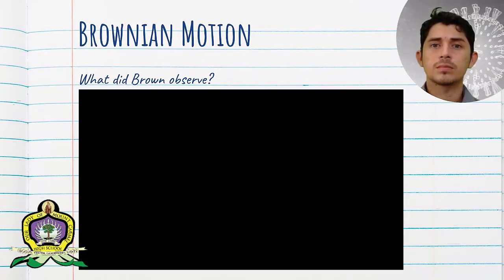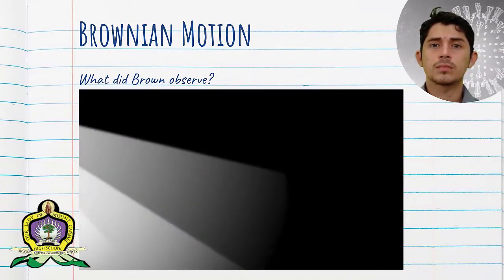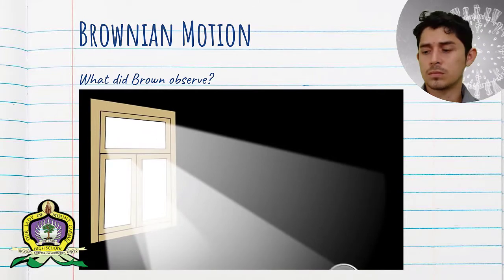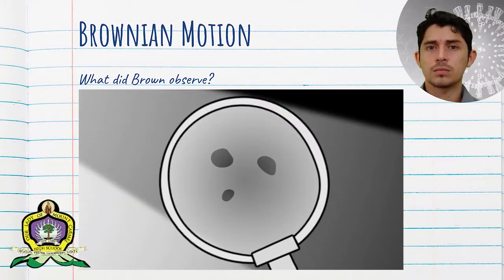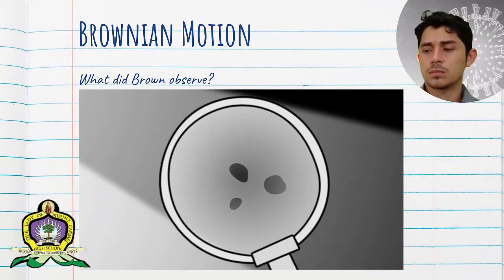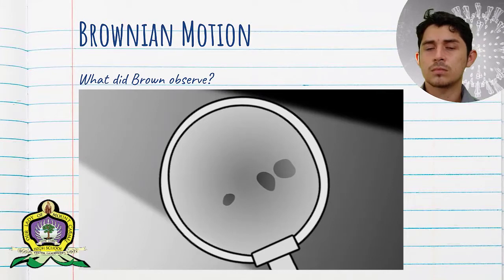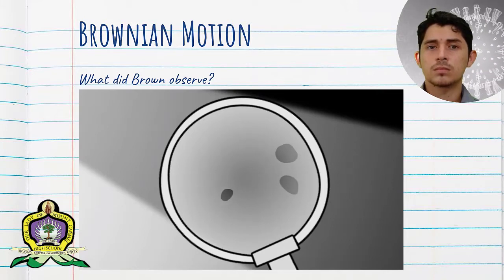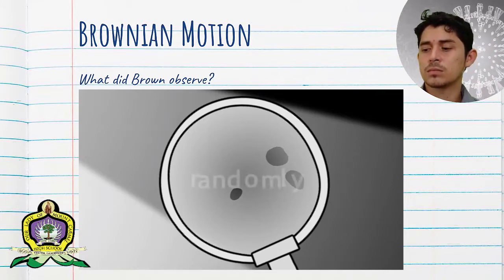You're in a darkened room, the air is still, and bright light is streaming through the window. What do you notice about the dust particles, the black circles, as they pass through the beam of light? Pause the video and think about this. Press play once you've made up your mind. The answer is that the dust particles are moving randomly.